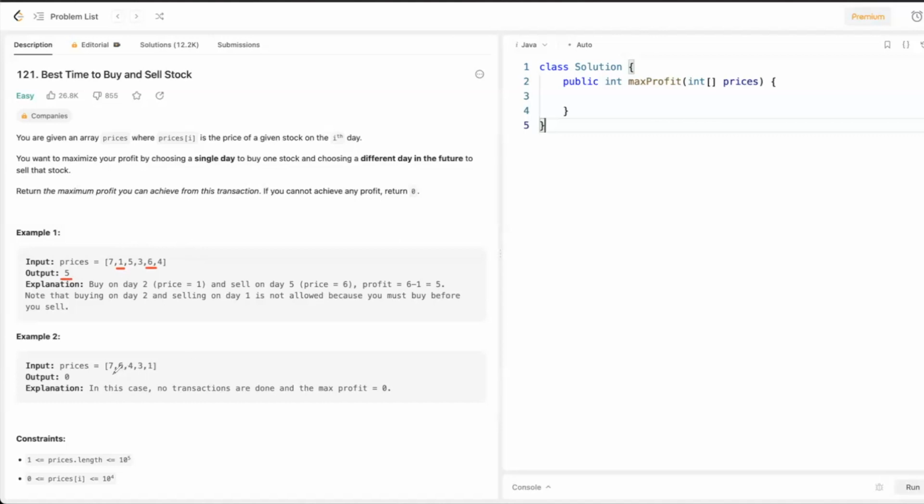In the next example, it is a decreasing array, which means the next days in the future will always have prices lesser than the one that we would have purchased at. So the profit cannot be achieved in this example. So the output is 0. On the right hand side, we have the array of prices as input and we have to return an integer as the profit. All right, let's understand how to do this solution.